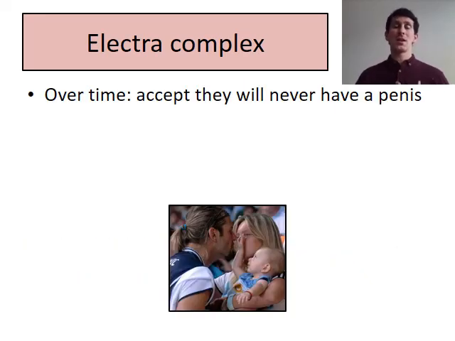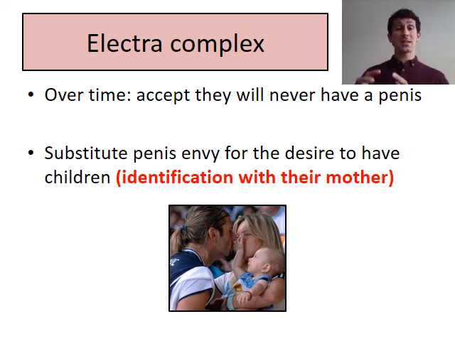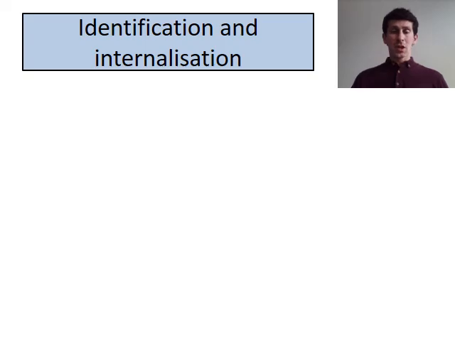But over time, girls start to accept they're never going to have a penis. And they substitute this penis envy with their desire to have children. And this is where that identification with their mother comes in. They start to ignore their penis envy and identify with their mother and have a desire to have children. So two of the key words in your specification, if you remember earlier, were identification and internalisation.